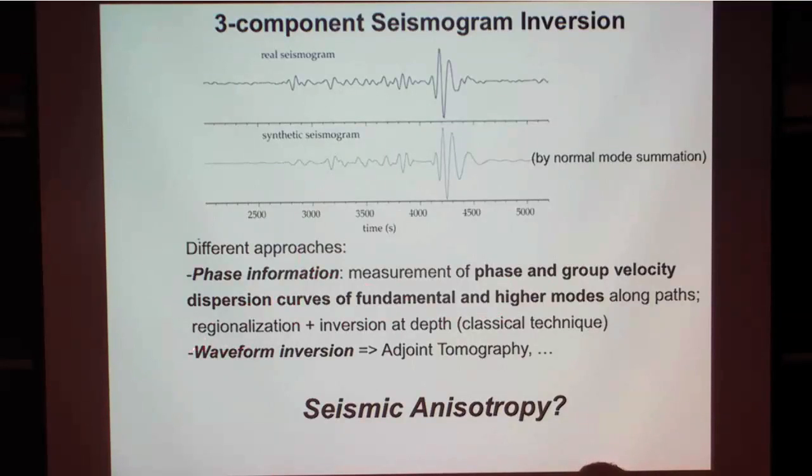A more recent technique is the waveform inversion. In that case, we invert for the whole waveform. So, in a sense, we work in the time domain, but we can work as well in the frequency domain, and we do the inversion at depth directly. Okay, and so now we can wonder what is the effect of seismic anisotropy on surface waves.